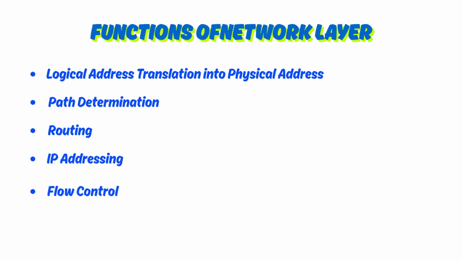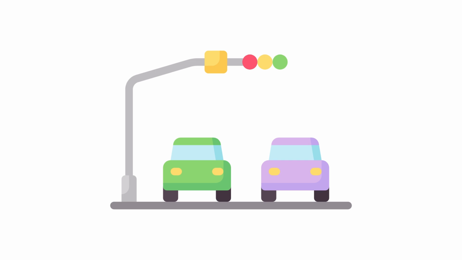Flow control is another function which is performed by the network layer. While the transport layer mainly handles flow control, the network layer still plays a part. If routers detect that data is arriving faster than it can be forwarded, then they slow down the flow by buffering or dropping packets. This helps to prevent the network devices from getting overwhelmed. Think of it like a traffic signal slowing down vehicles to prevent a jam.